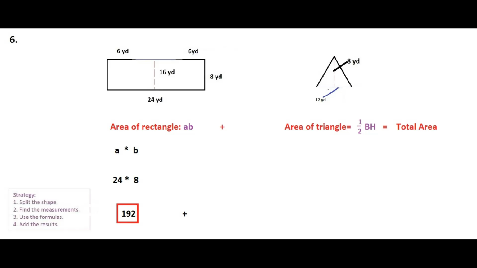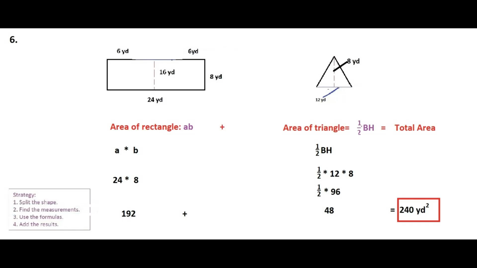Now let's go over to our triangle. And we have 1/2 base times height is our total area. The base is 12 yards that we just worked to figure out, and our height is 8 yards. So let's just fill in the blank. So 1/2 times 12 times 8, and that's 1/2 times 96, and we end up with 48. 192 plus 48 is 240 yards squared. All right, and that's pretty much it. 240 yards squared. And that's all we have to do for number 6.